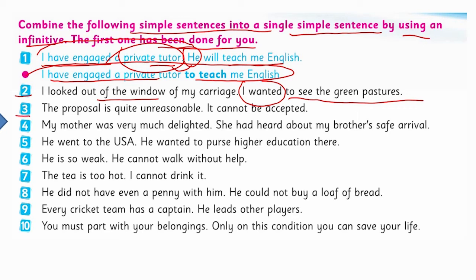The third one: The proposal is quite unreasonable. It cannot be accepted. How will you change it? The proposal is quite unreasonable to be accepted. Yes, to be accepted. The fourth one here: My mother was very much delighted. She had heard about my brother's safe arrival. How will you change it?